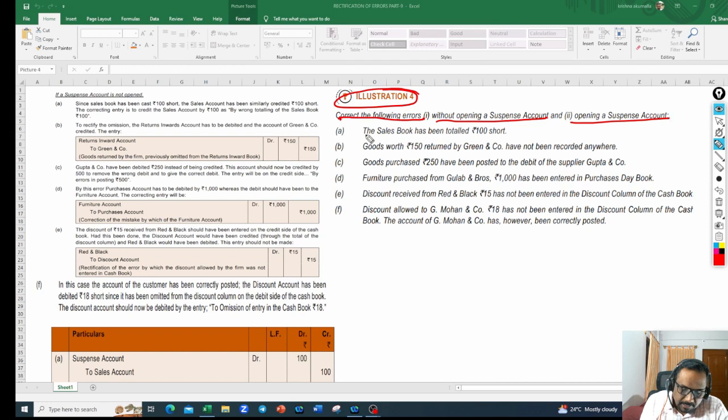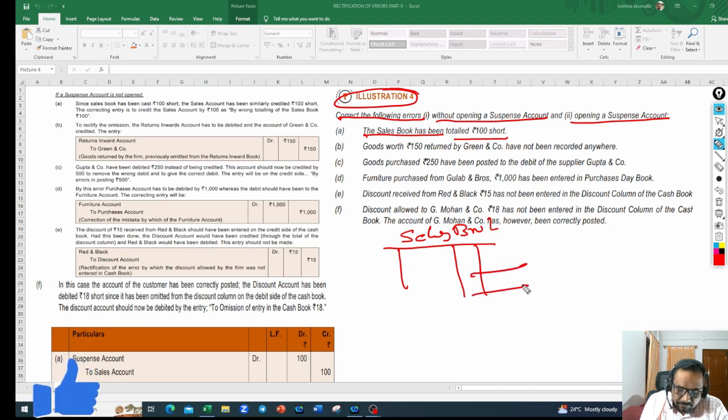First thing, the sales book has been totaled 100 rupees short. Sales book. The total is 100 rupees short. For example, if the total is supposed to be 1000, we totaled as 900. That means there is 100 rupees shortage.